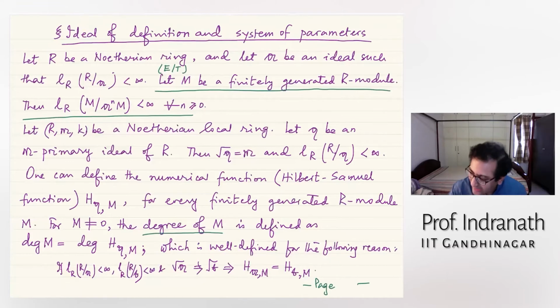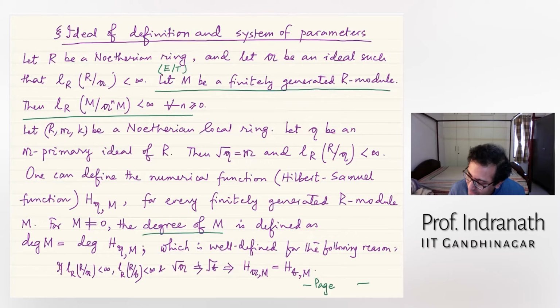Okay, so anyway, I'm assuming that you have seen this. I'm sure you have seen this. But this is very, very important. We will be playing around with this m-primary ideal all the time. Therefore one can define this numerical function, which is also called the Hilbert-Samuel function. This is what the notation is. That is for an m-primary ideal Q, M is a finitely generated module.